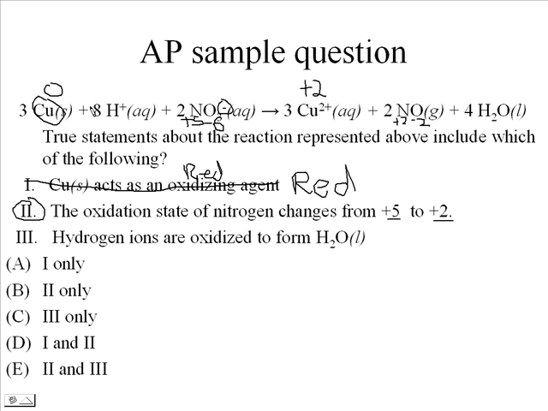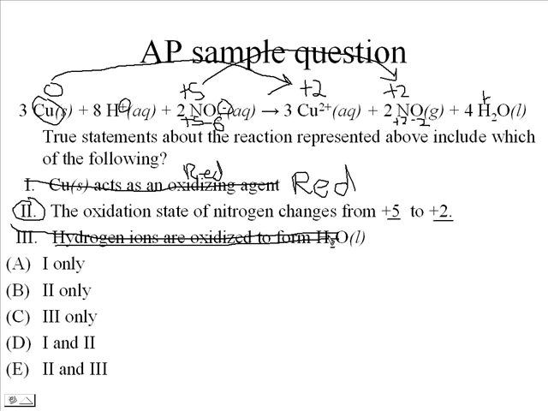So we can see that in this case, here it's going from plus 5 to plus 2. So the copper is being oxidized. The nitrogen is being reduced. Taking that into account, number 3, hydrogen ions are oxidized to form H2O. No, here hydrogen is plus 1. On this side, hydrogen is still plus 1. Hydrogen ions are not being oxidized. So the correct answer is B, 2 only.